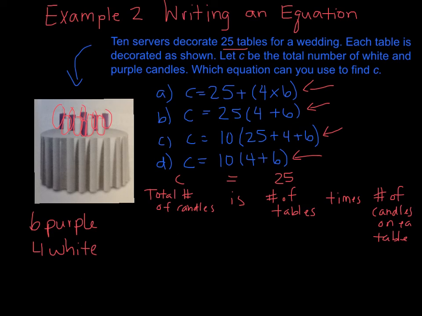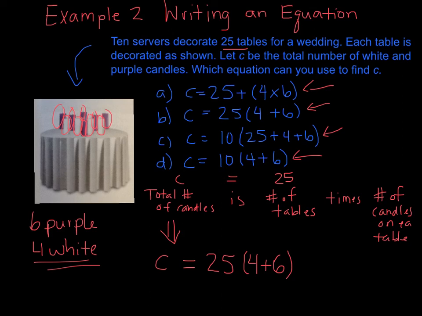So let's go right back down. C means equals. Then we have 25 total tables times, and actually we don't need to write in our times because we're adding up our number of candles at each table. Well, we just talked about that over here. We have 4 white ones and we have 6 purple ones. It doesn't tell us that we have to focus on one certain color. It tells us both of them.